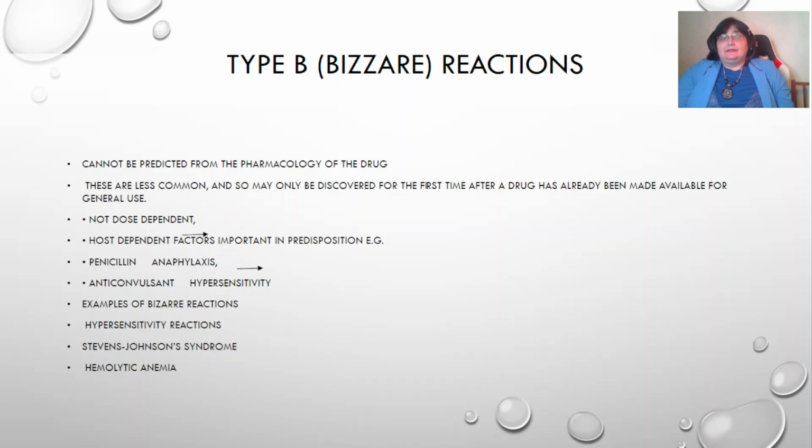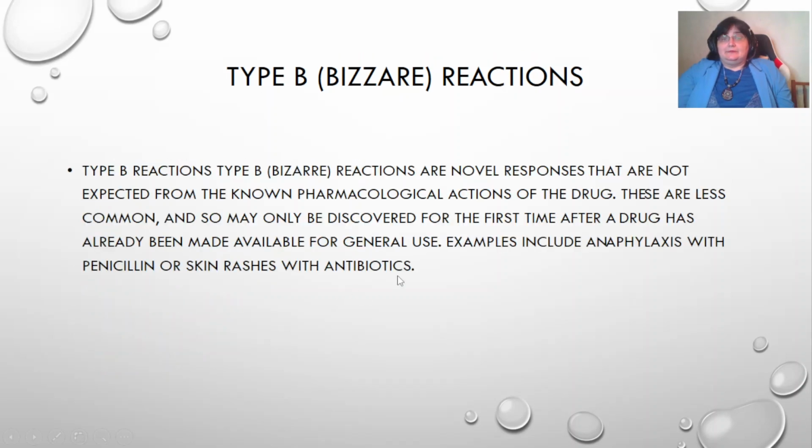For example, it can be penicillin anaphylaxis, anticonvulsant hypersensitivity. Examples of bizarre reaction can be hypersensitivity reaction, Stevens-Johnson syndrome, or hemolytic anemia.